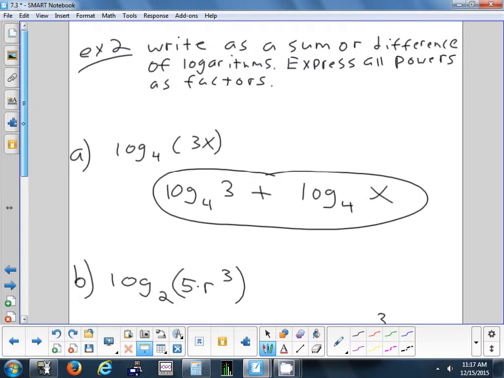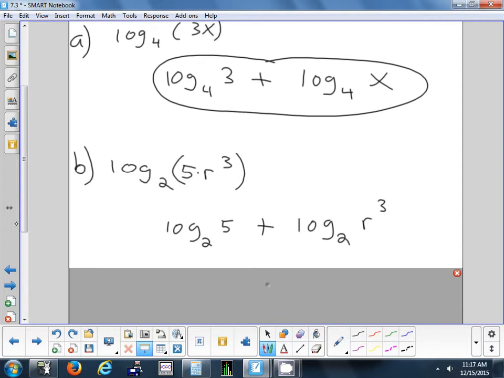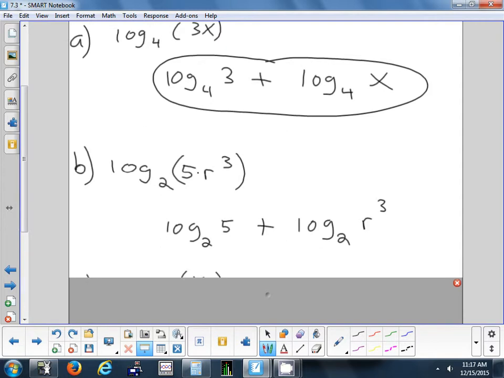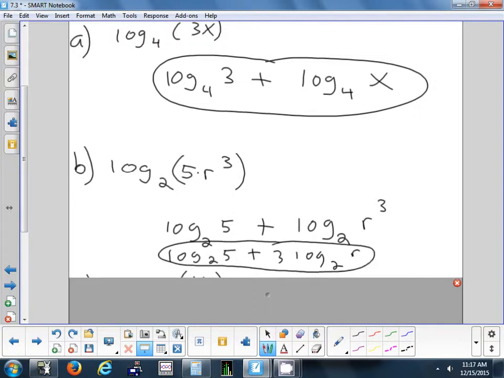Okay, one more thing we have to do with this. It says express powers as factors. What that means is move the power in front. So the first part, that one's fine. What does the second part become? 3 log base 2 of r. Log base 2 of r, yep. If this was a multiple choice question on a test, I would probably have this one above the circled as a choice, but this is wrong. If it says to express powers as factors, that means move the power in front. So that's the correct answer. Any question on that one?